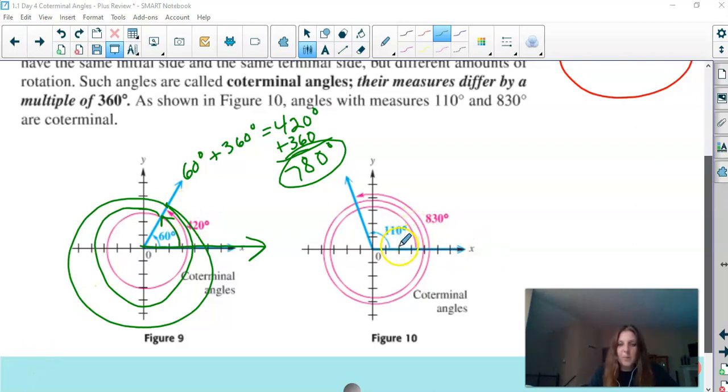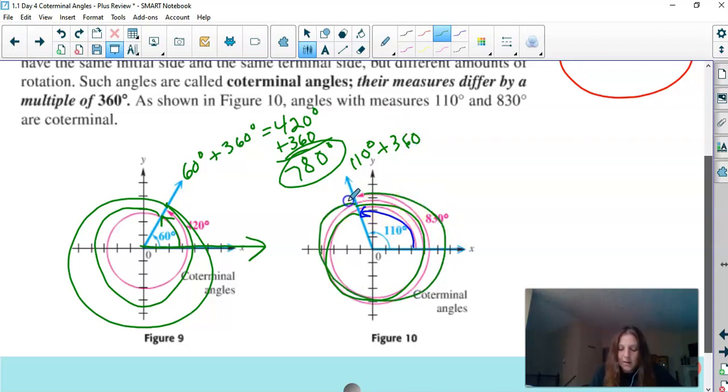Here's another example. You've got an angle that's 110. If you were to go from here up to here, it's 110. But as you rotate around a full rotation, you would add 360 degrees to that. And then you could rotate again and add 360 degrees to that and add 360 again and again. And all of those values that you get when you add in those 360 will be considered coterminal angles.